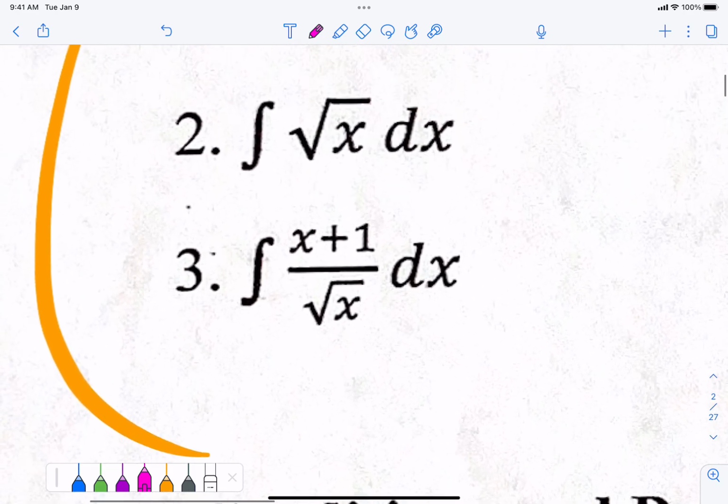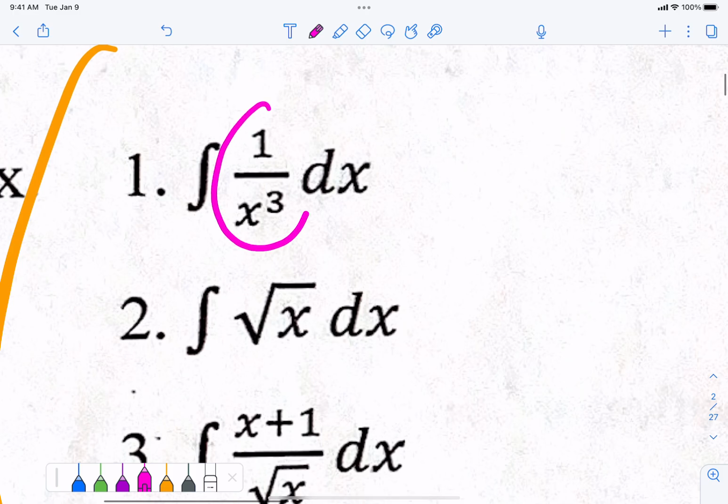Let's do some harder ones. So let's go to this guy right here. Let's do this guy, 1 over x to the third power. This is where it gets hard. This is where you have to pay attention. Boys, are you listening? Okay. 1 over x to the third power. We're going to rewrite him first.